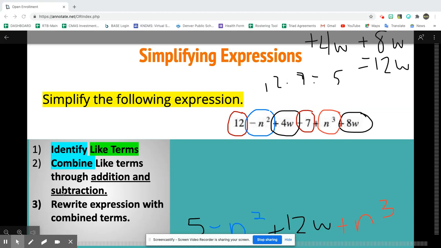So as you can see here, here is my simplified expression after I've combined my like terms. Remember, if they do not have another term to combine with, you leave it as it is. So I had a minus n to the second power, it stayed minus n to the second power. There's nothing else for me to combine it with. Same thing with my plus n to the third power, nothing to combine it with, it stays plus n to the third power. The only things I combined are terms that had more than one like term. So the 12 and the 7, and then the 4w and the 8w.